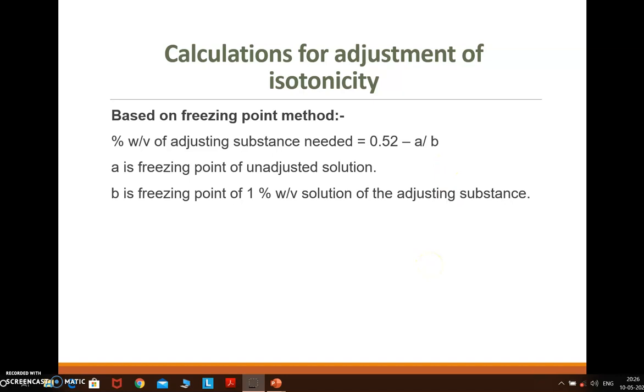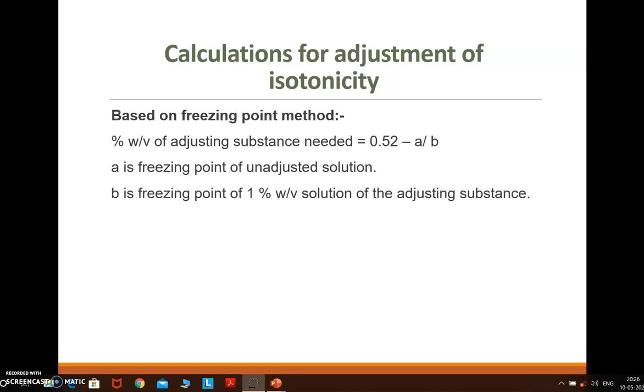Now, for giving you certain examples, I have referred to the book R.M. Mehta, Pharmaceutics 2. It is a textbook which is widely used by diploma students for studying the subject pharmaceutics. So you can refer to that book for more details.